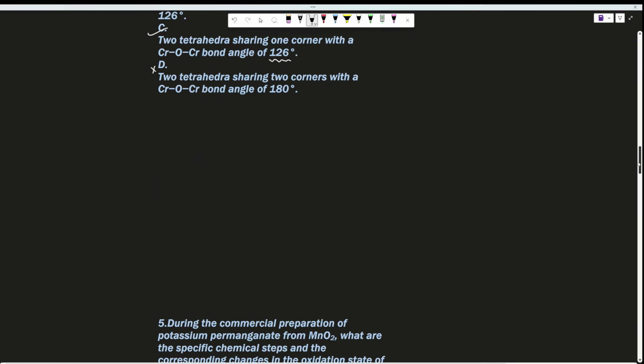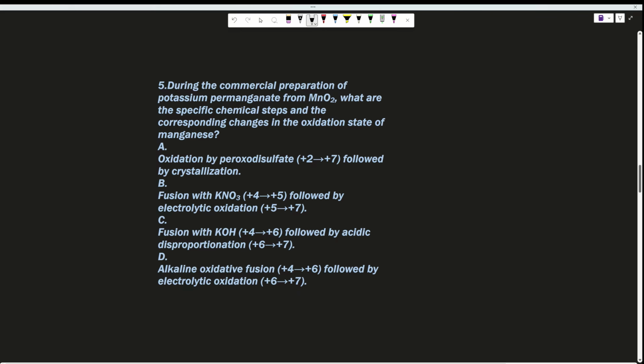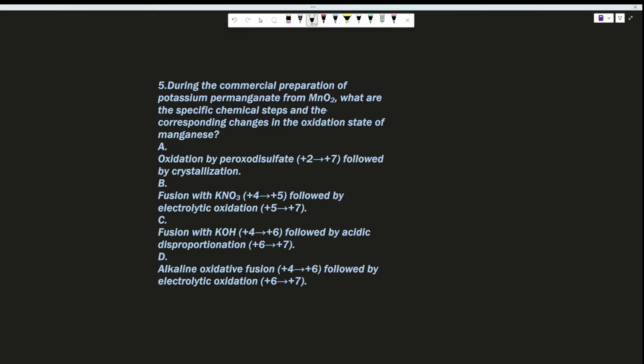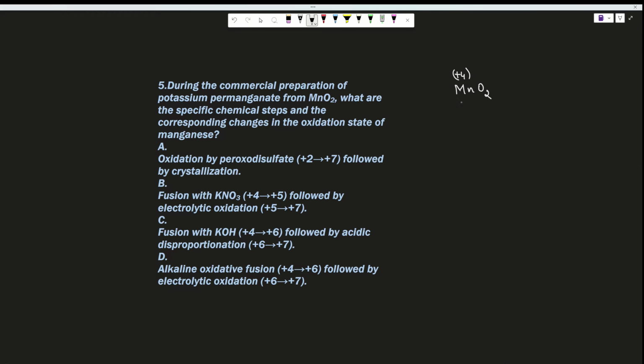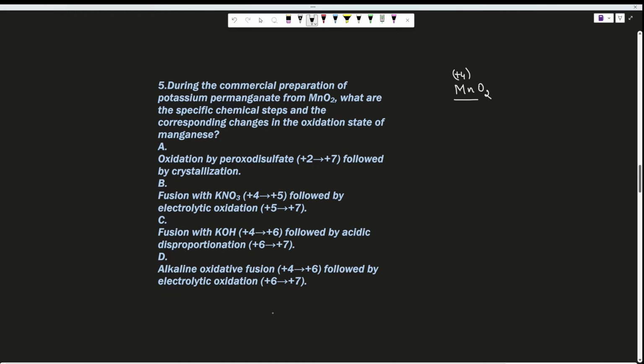Next, during the commercial preparation of potassium permanganate from MnO2, what are the specific chemical steps and the corresponding changes in the oxidation state of manganese? See, you are starting from the ore MnO2, in which manganese is in +4 oxidation state, right? So here you have +4 oxidation state for manganese. Now we have to see that will get converted into what, right?